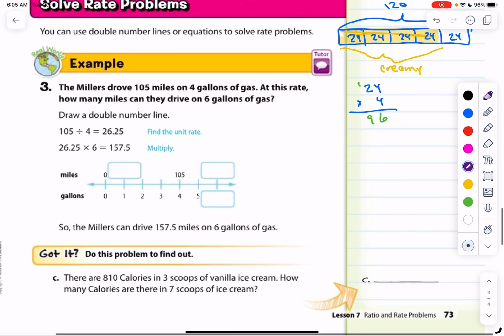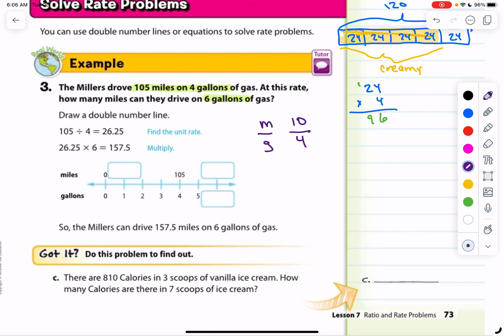Let's take a look at the next one. The Millers drove 105 miles on 4 gallons of gas. At this rate, how many miles can they drive on 6 gallons of gas? So they drove 105 miles on 4 gallons. So how far can they go on 6 gallons?